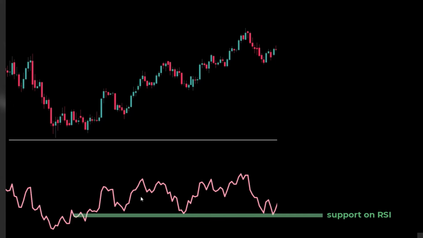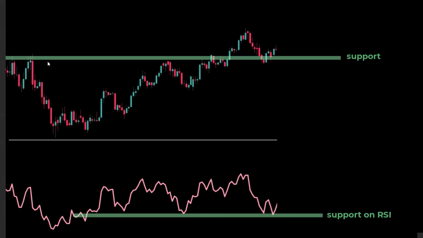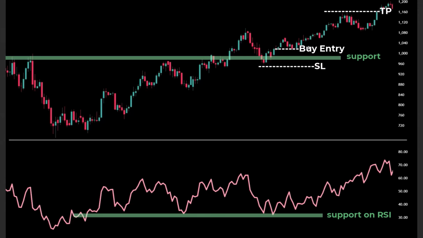At the same time, we look at the price chart. If the price is also reacting near a support area or forming a higher low, this creates a stronger setup. This combination tells us that both price structure and momentum are aligned with the trend. At this point, we can enter a buy trade. Place your stop loss below the support level and set your take profit at twice the stop loss distance. As you can see, the price moves upward and hits the target.